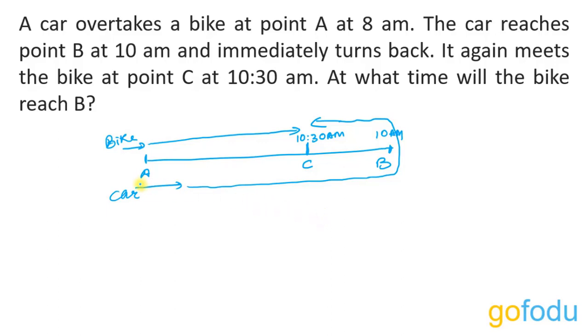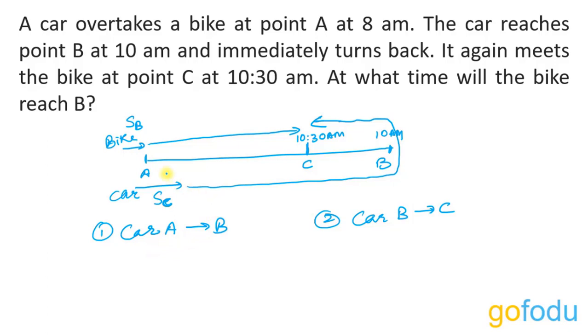Nothing is said about change in speed, so we are going to assume a constant speed, B for bike and C for car. The car is also driving at a constant speed, even after turning back from B, the same constant speed as before. So the first case is when the car drives from A to B, and the second case is when the car drives from B to C. Speed of the car is constant in both cases and time is given.